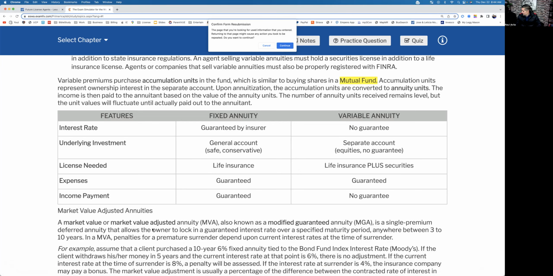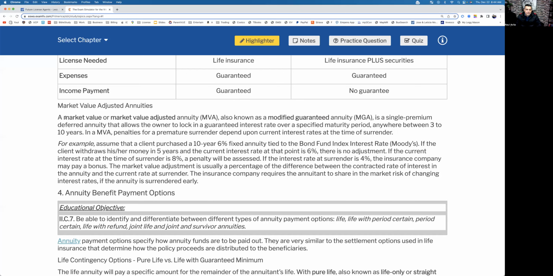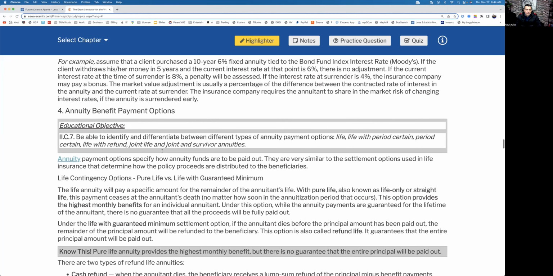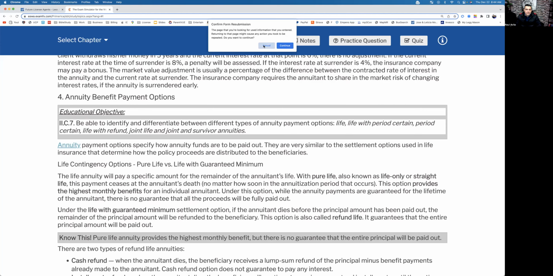I love this. This annoying thing keeps popping up. Market value adjusted annuity. This one's not gonna really be on the test, but hey, let's go over it real quick. It's a modified guarantee, MGA. Let's go past this. It's not gonna be on the test. I haven't seen it often.